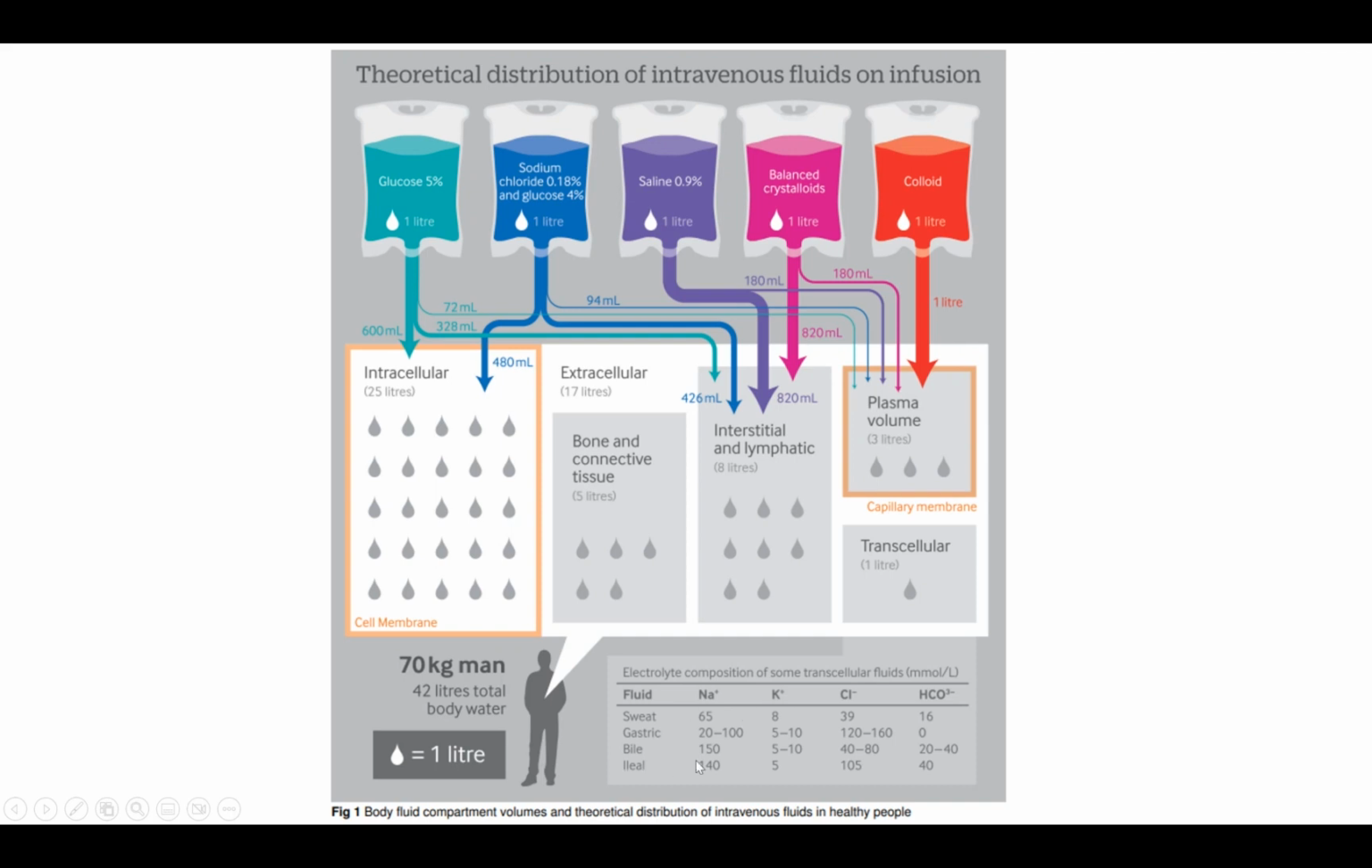Compare this to the content of the bile or the ileal fluid. The sodium content is higher. In the bile it is up to 150 millimole per liter. What does it mean? It means that if we lose 1 liter of bile, we're going to end up losing more sodium than water. That means the patient is going to be dehydrated with hyponatremia. The same principles can apply to different types of fluids that we lose from the body.